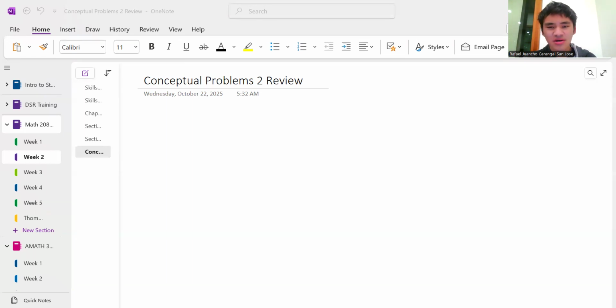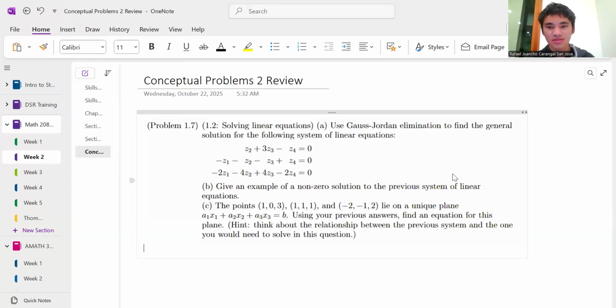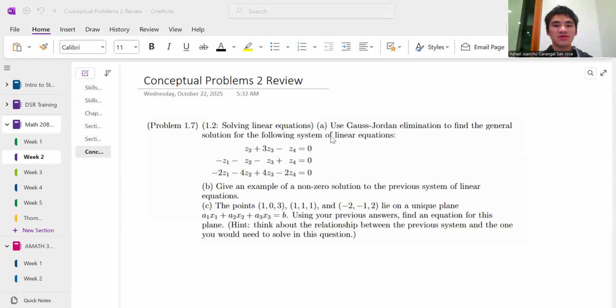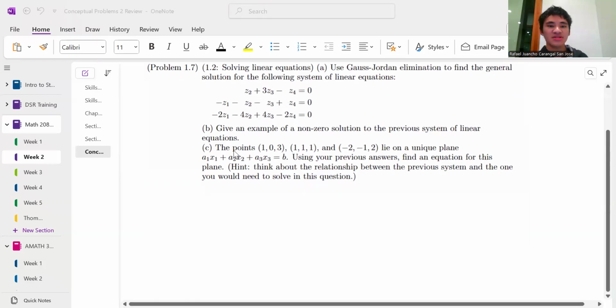Okay, so again, I'm just going to copy paste the problems here. Right, so here we want to be solving a linear system, right? So we're going to use Gauss-Jordan elimination to find the general solution for the following system. So that's the first step we want to do.